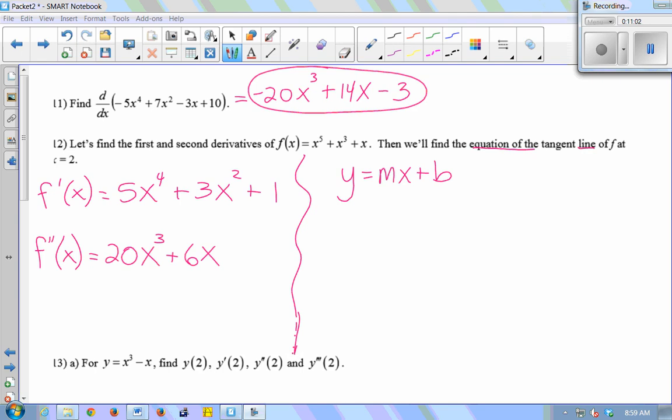How can I find the slope of the line that's tangent to f at x equals 2? It's the derivative, right? The derivative is the slope of the tangent line. I made you all say it with me, right? So the derivative is the slope of the tangent line. So m, my slope that I'm going to put into this equation, is going to be f prime of 2, the slope of the tangent line at 2.